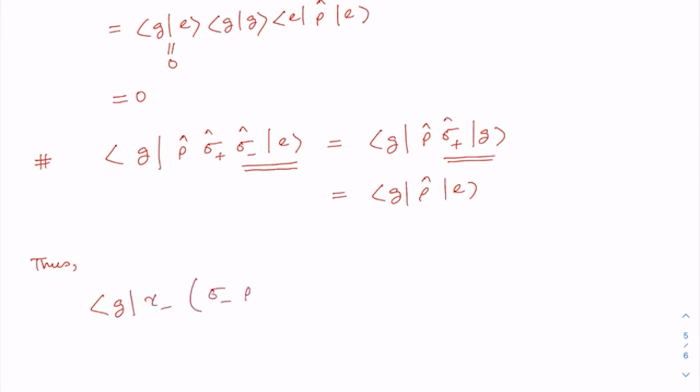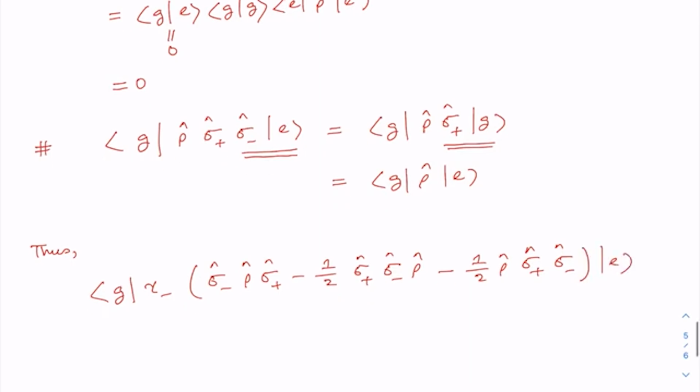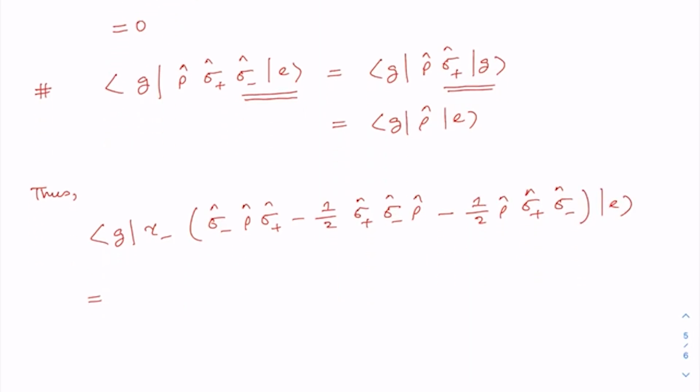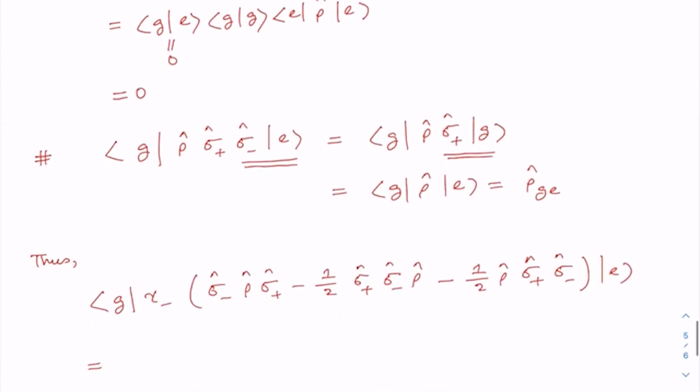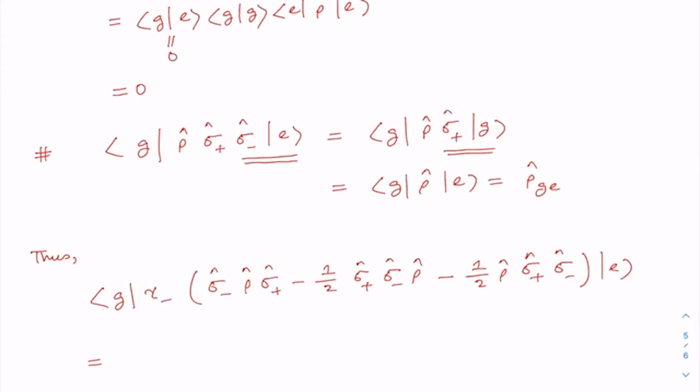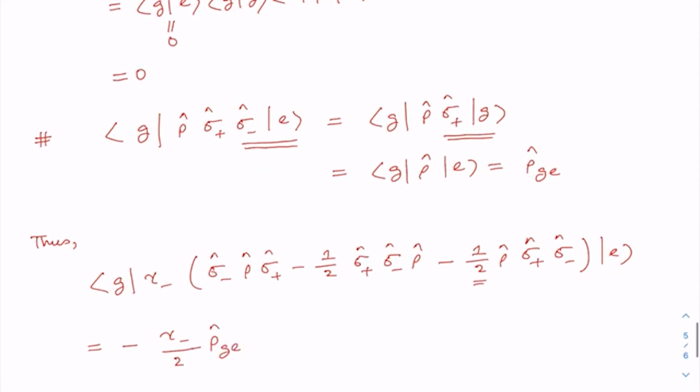(σ−ρσ+ − ½σ+σ−ρ − ½ρσ+σ−)|e⟩, that is equal to, I can write it as ρ_ge, and you will have another term in a similar way. Yeah, you will have only this, so because of this half term you will have −γ−/2 ρ_ge. Okay, so this is what you will get.